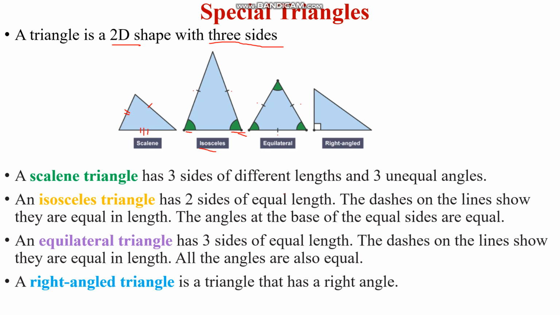And then lastly, we have the right-angled triangle. As the name says, it's a triangle that has a right angle, and this is the right angle.